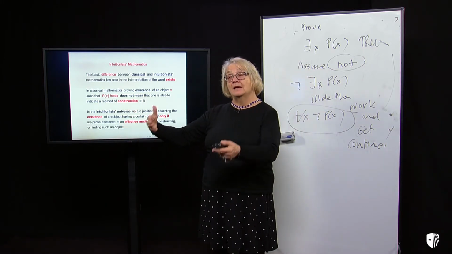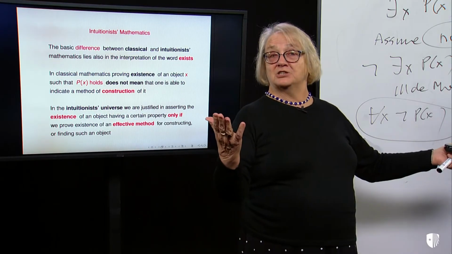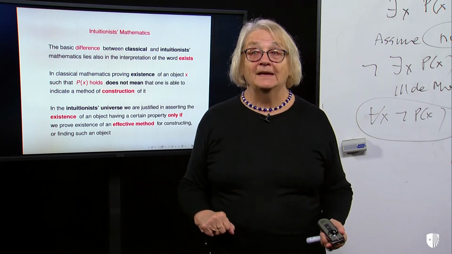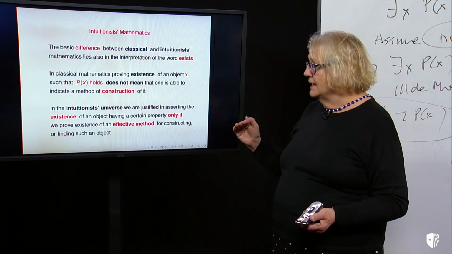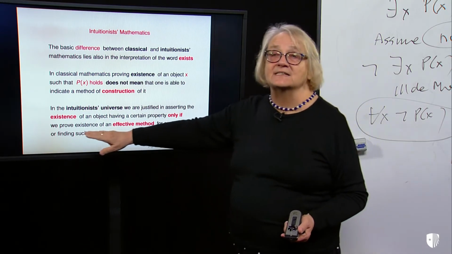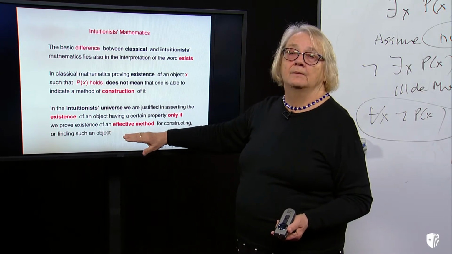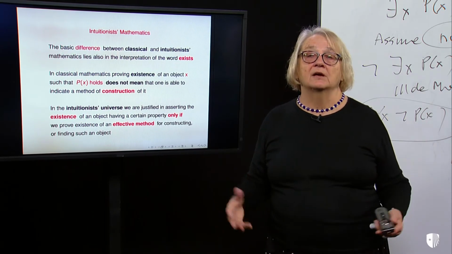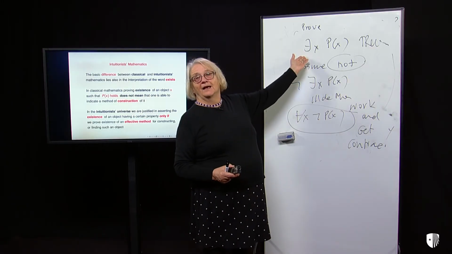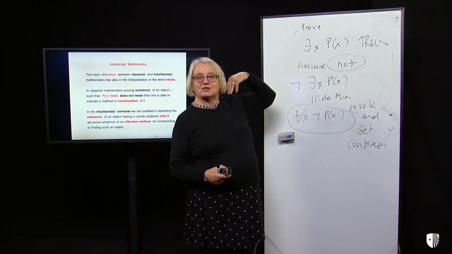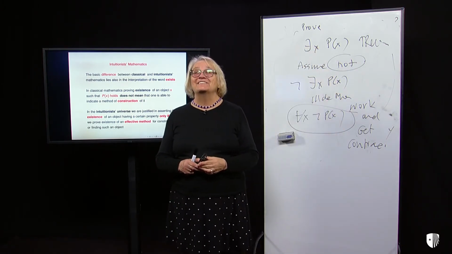You say that, oh, if a differential equation is such, such, and such, then a solution exists, but we don't know how to find it. So in the intuitionist universe, we are justified in asserting the existence of an object having a property only if we prove it by an effective method of constructing or finding such an object. You cannot pull objects out of your magical hat by proof by contradiction reasoning.